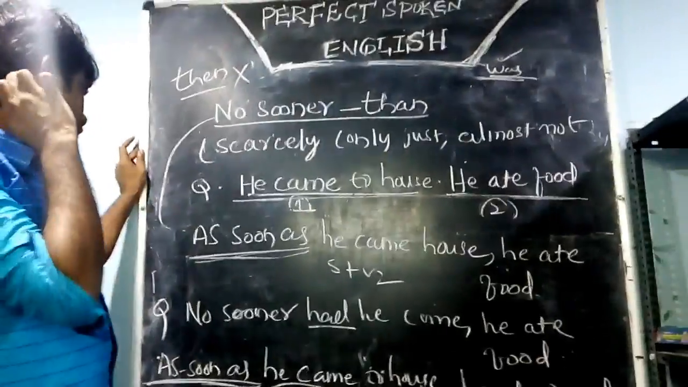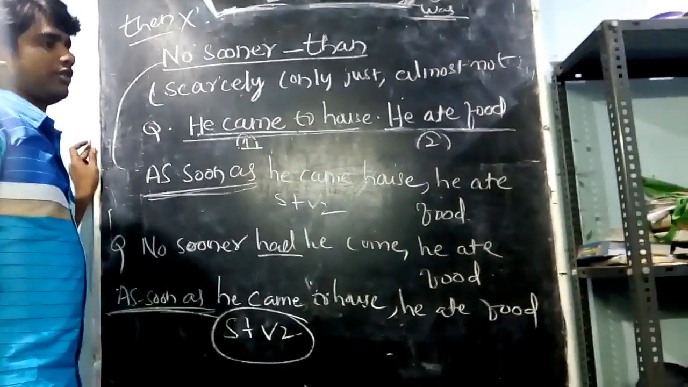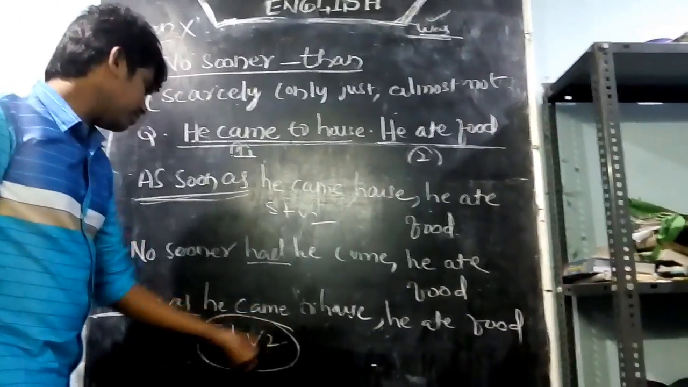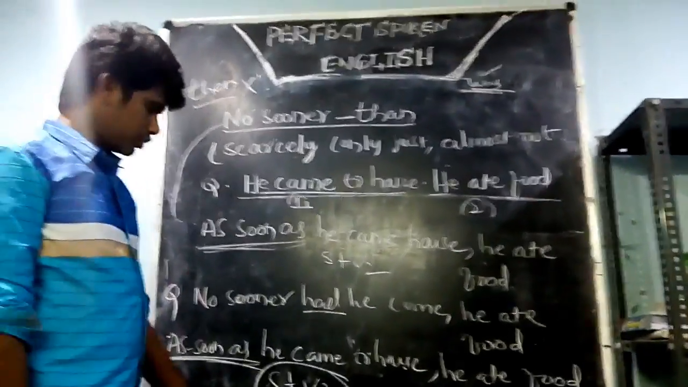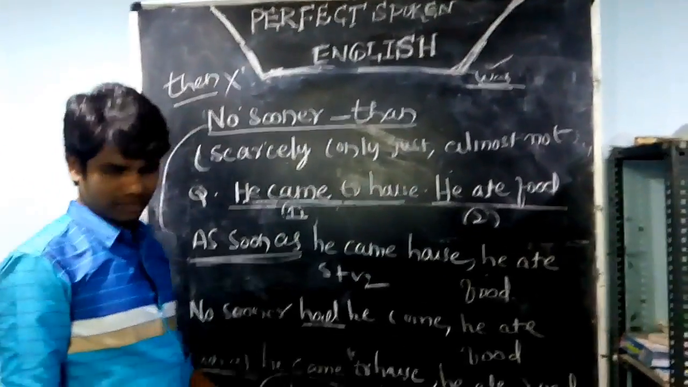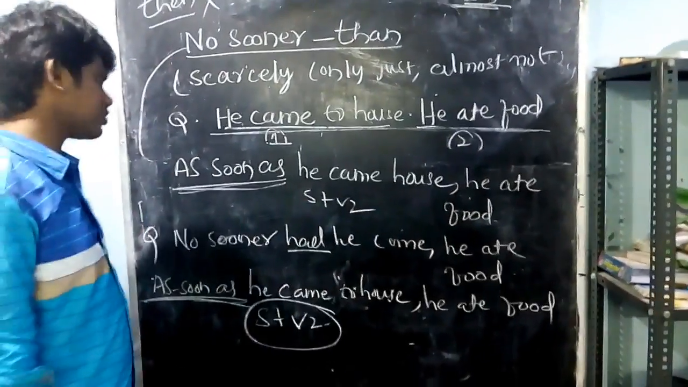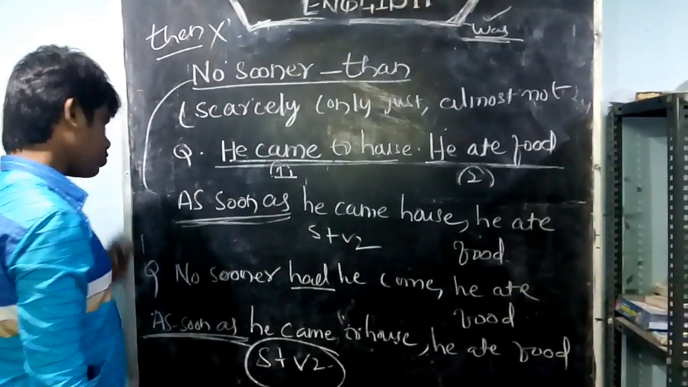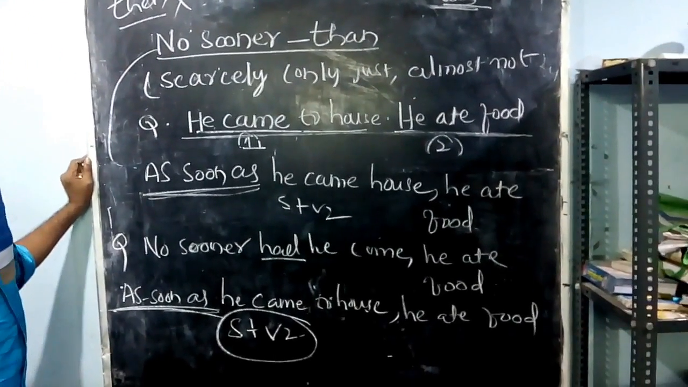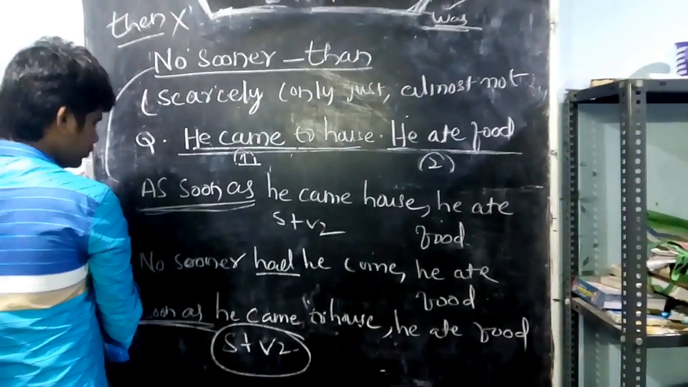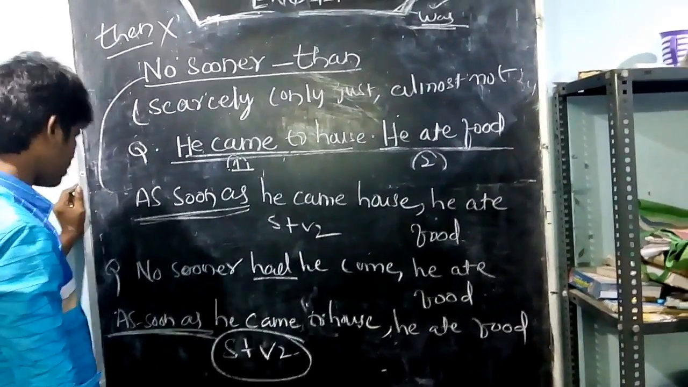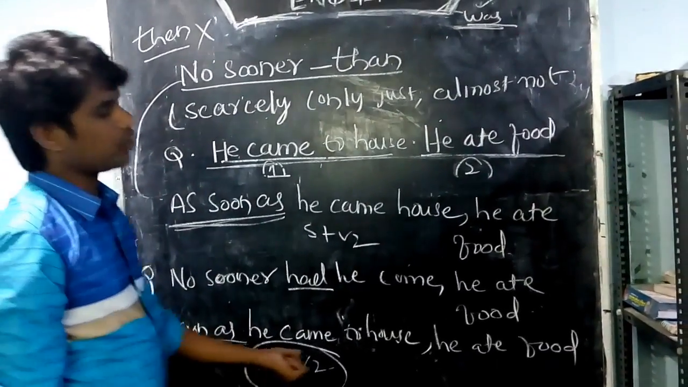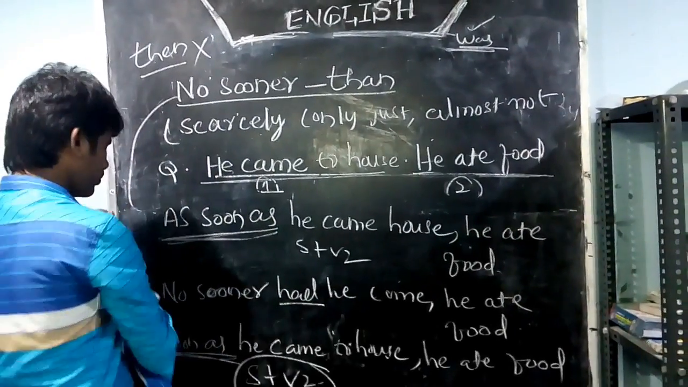So actually, when you are writing a sentence using as soon as, the clause following as soon as will be subject plus verb 2. As soon as he came to house, he ate food. As soon means immediately. I mean here after completing one work, another work is following.